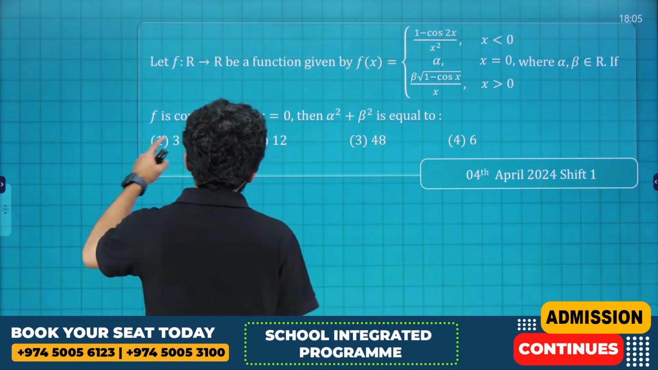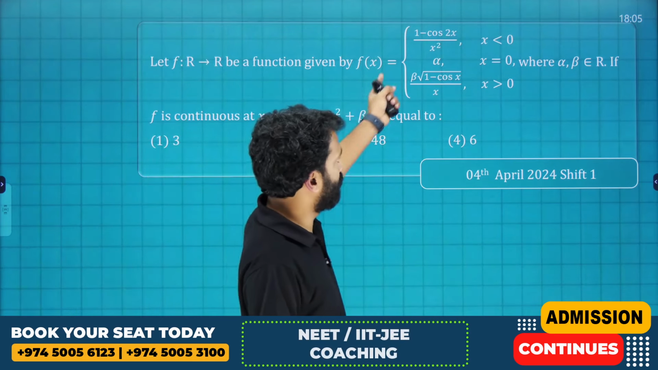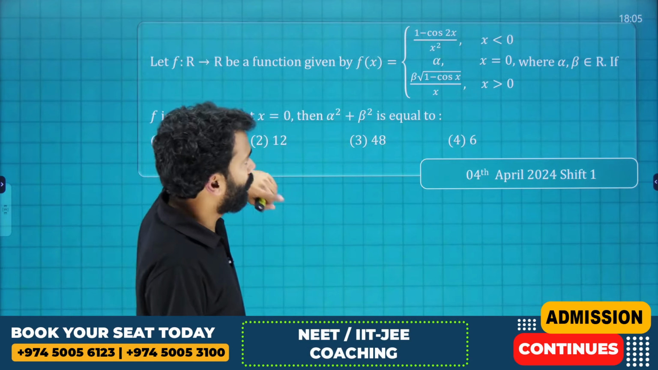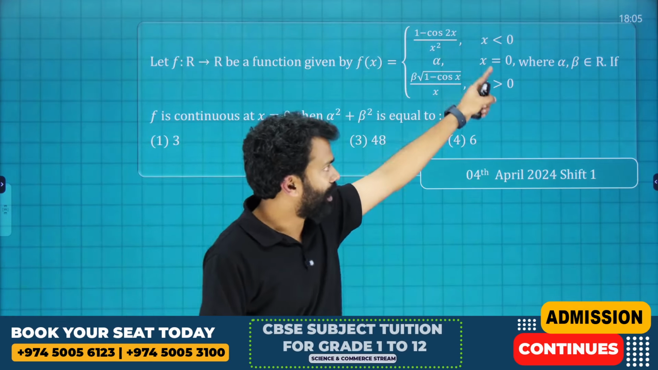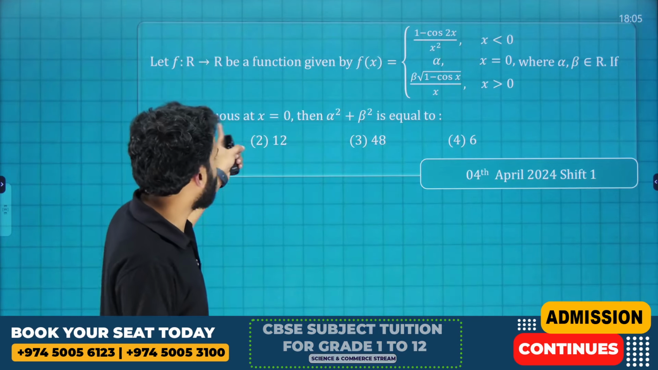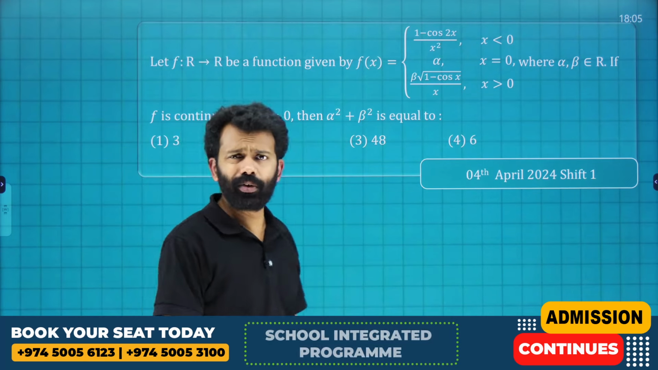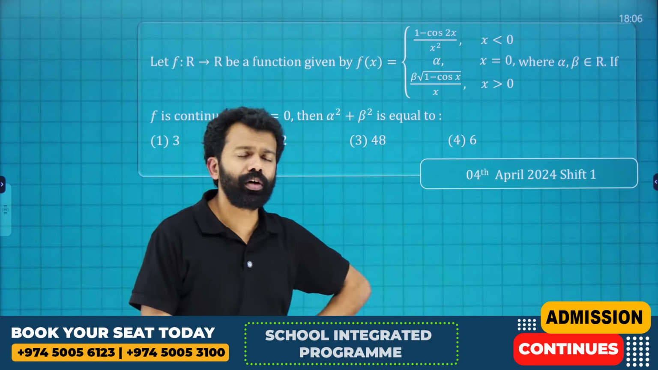Okay. A function f defined from real numbers to real numbers is given by f of x is equal to a piecewise function, for x less than 0, x is equal to 0 and x greater than 0, where alpha and beta are elements of real numbers, where f is continuous at x is equal to 0. We did a question just like this before, right? And you need to find the value of alpha square plus beta square.